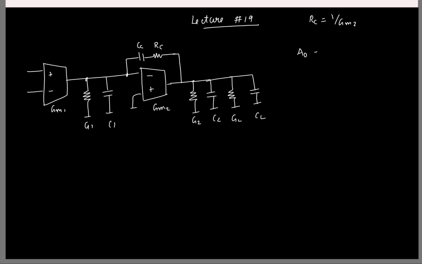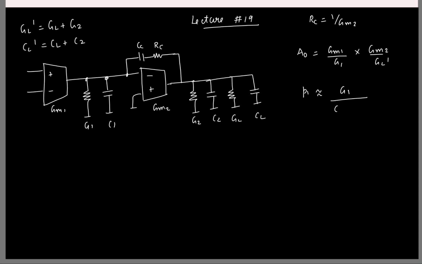So what is the DC gain for this? Let me define GL prime to be the parallel combination of GL and G2. Similarly, CL prime to be CL plus C2. So this is going to be GM2 by GL prime. What is my omega U? Or, let's write the first pole location. What is the first pole location? Let's ignore C1. Let's get some approximate relations. GL prime. So now what is omega U?